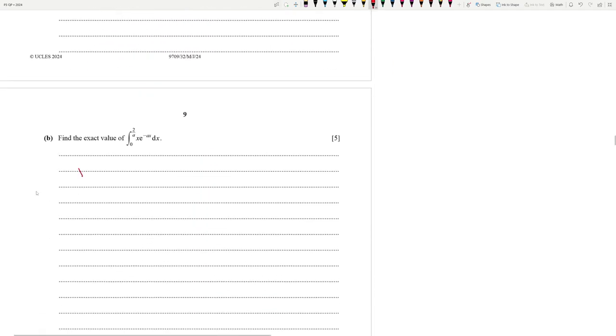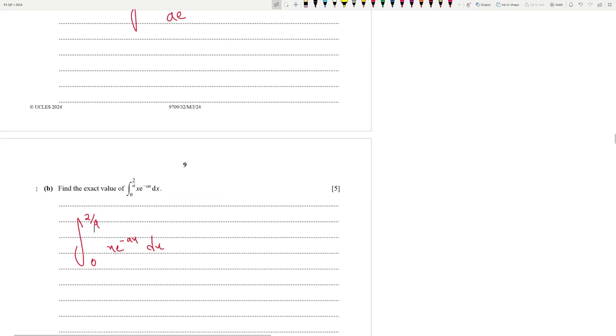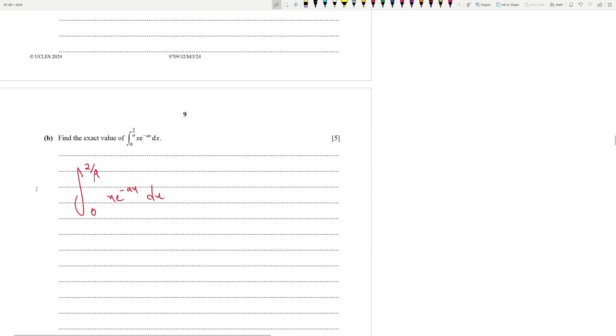Find the exact value of this. Let's integrate this. Integration by parts, yeah. So u is equal to x and dv by dx is equal to e to the power minus ax. So du by dx will be 1 and v should be this integration, which is e to the power minus ax divided by minus a.